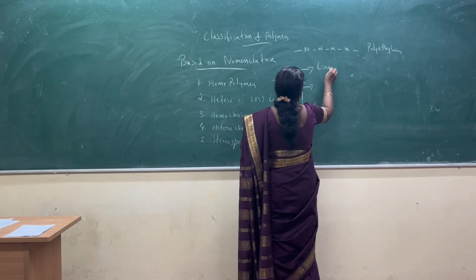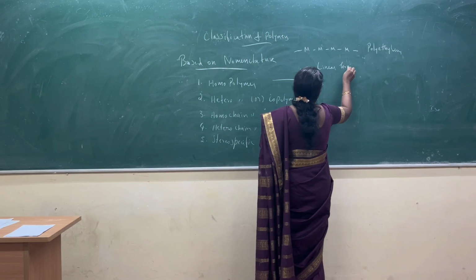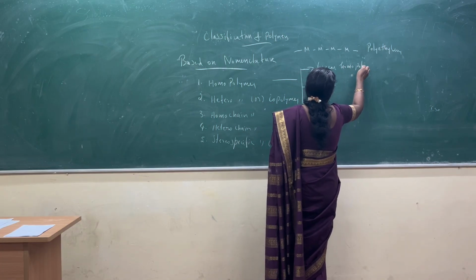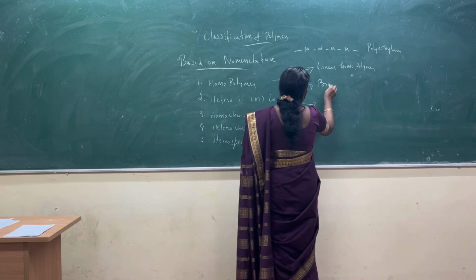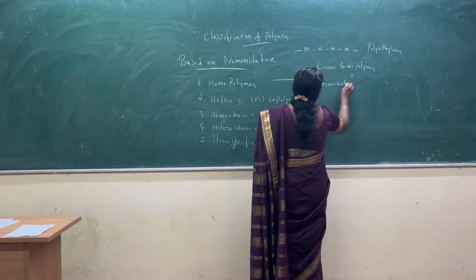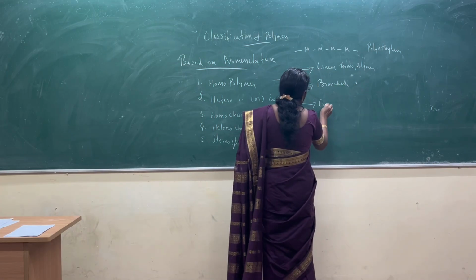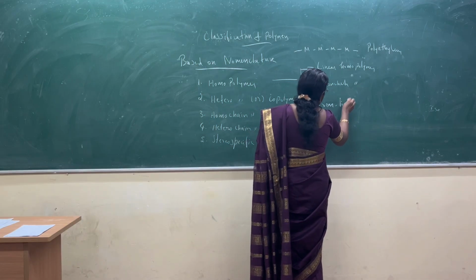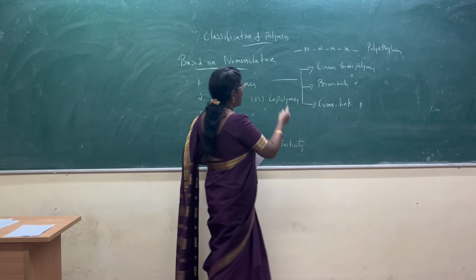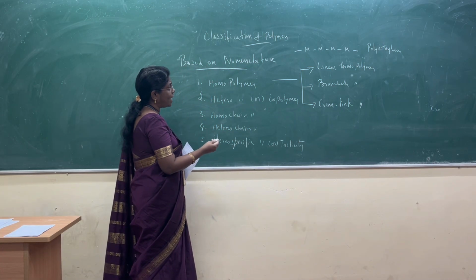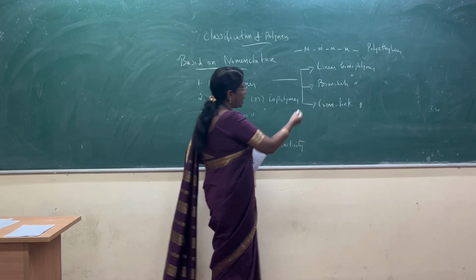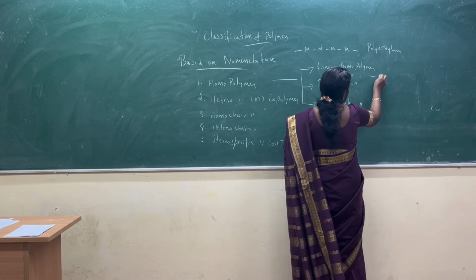Linear homopolymer, branched homopolymer, and cross-linked homopolymer. So depending upon the arrangement of monomer, there are 3 different types: linear, branch, and cross-linked. So the linear arrangement is the same type, M.